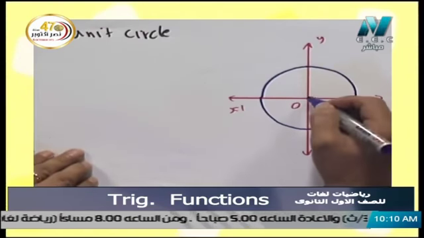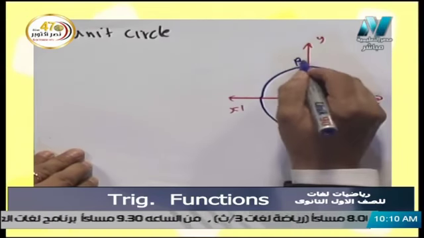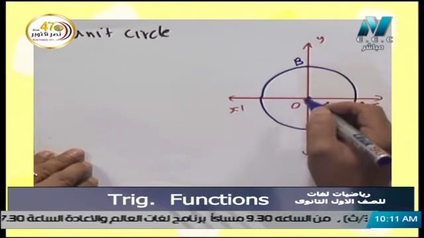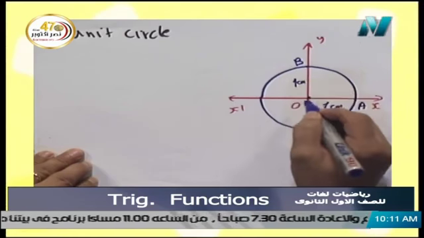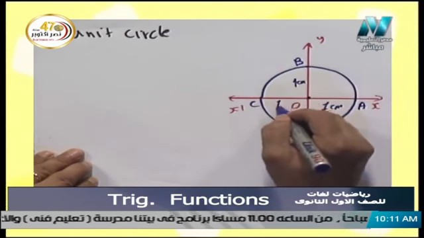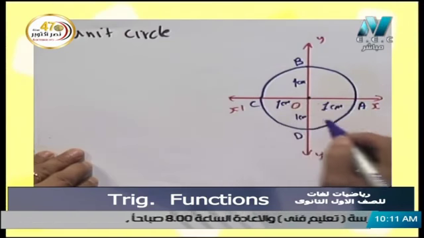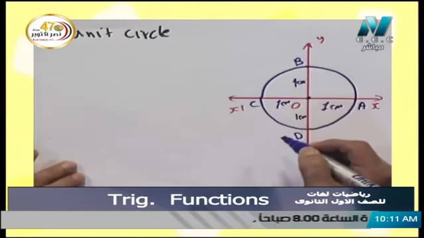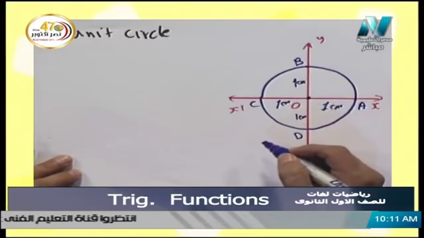And of course, here we can say OA. If we call this point B, OB will also be 1, and OC equals 1, and OD equals 1 also. So it is a unit circle. Its radius equals 1, or equals the unit.